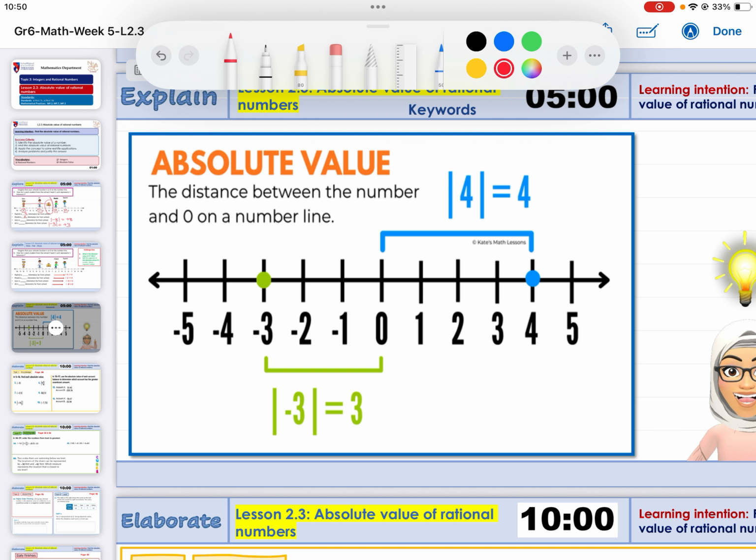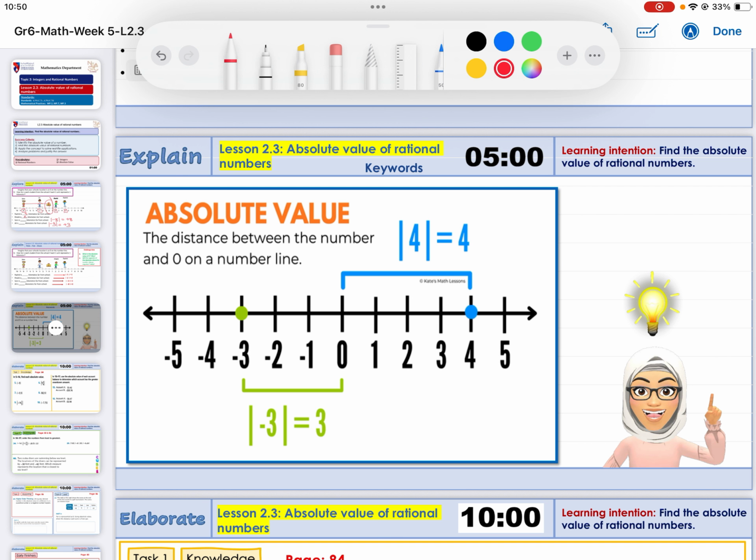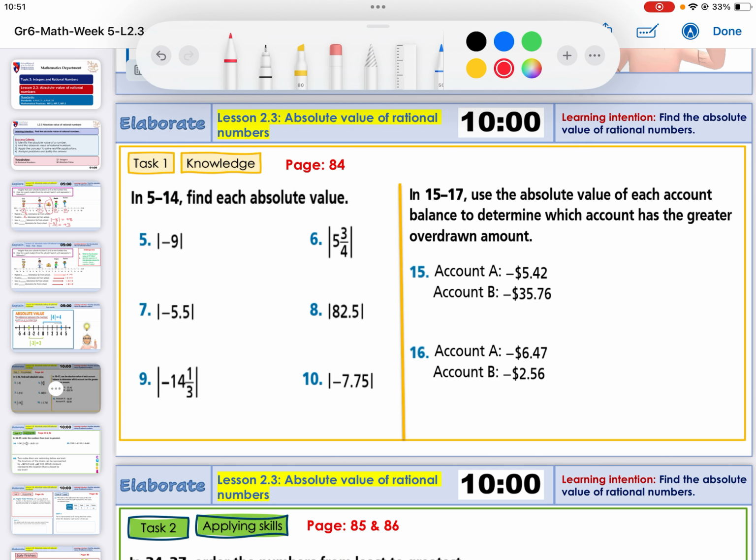So moving on. This is the meaning of absolute value. Like I said, it's the distance between the number and 0 on the number line. Look at that: the absolute value of 4 is 4. The absolute value of negative 3 is 3. So any type of number, whether it is a decimal, a fraction, positive, negative, whatever comes in comes out as the same number, but positive. Okay, guys?